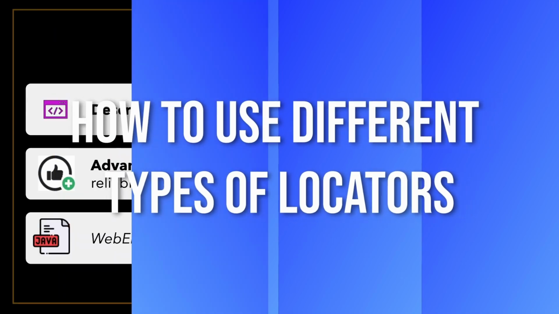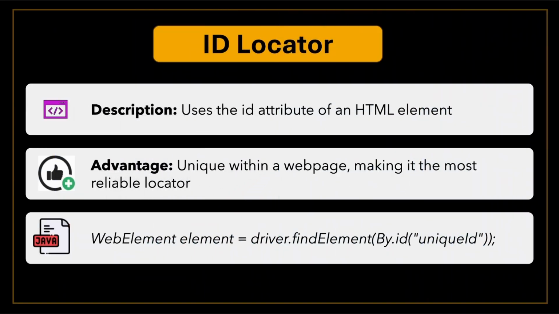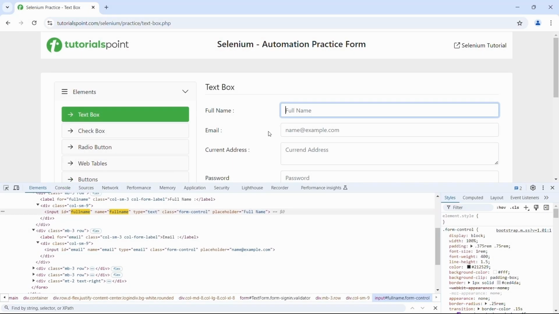Let's start with ID Locator. ID Locator uses the ID attribute of an HTML element for finding the web element. The advantage of using ID Locator is it's unique within a web page, making it the most reliable and preferred web locator. Let's go back to our website.